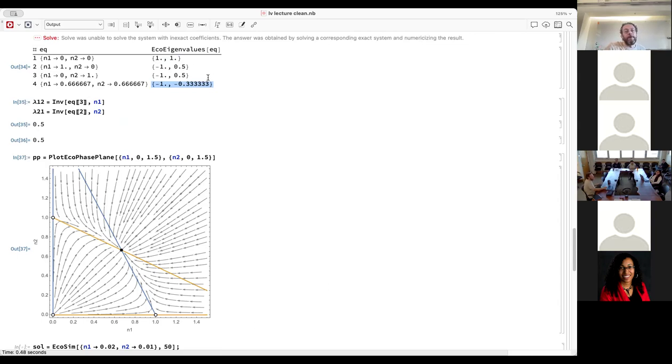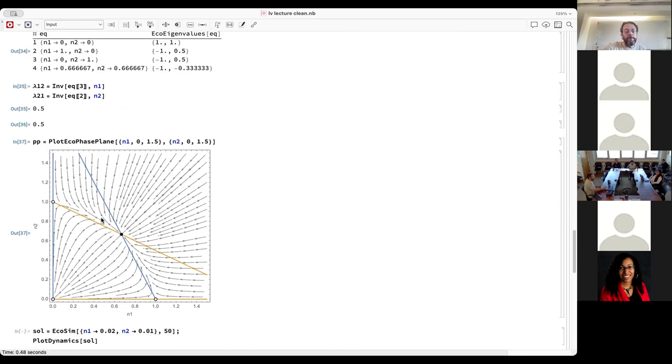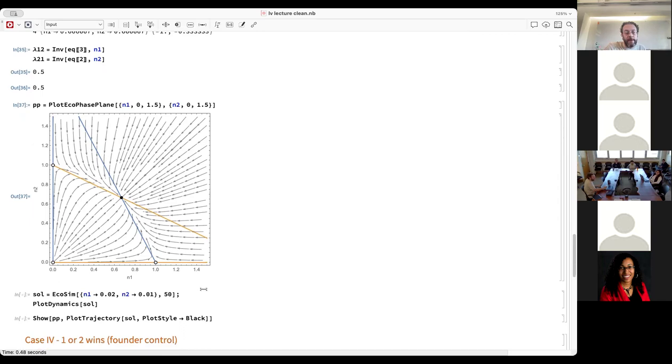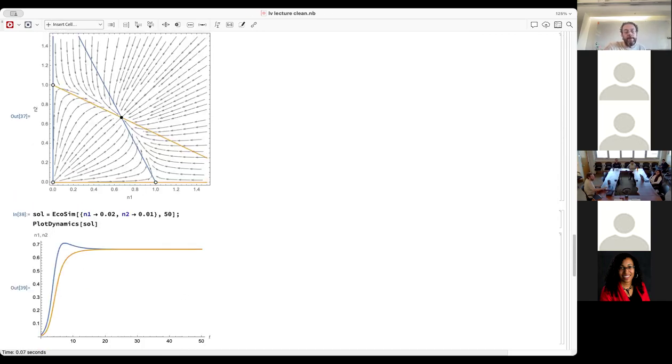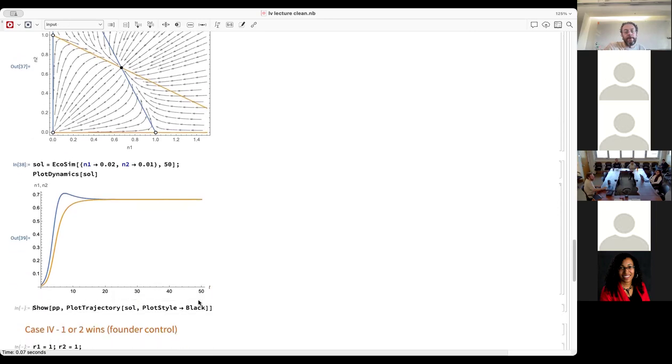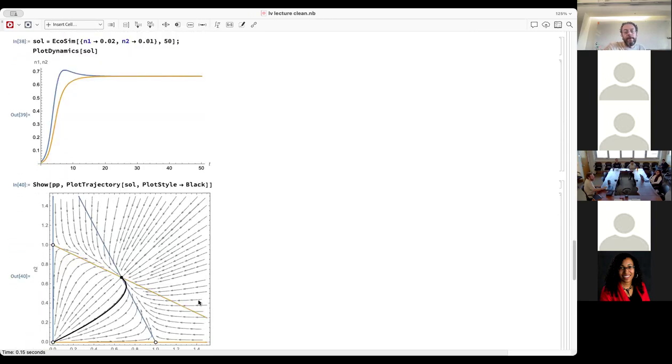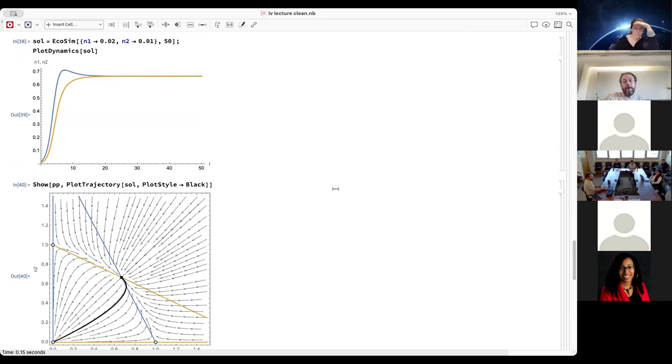So this is kind of doing the local stability analysis numerically now. This is doing the invasion analysis. We see these are both positive, so each species can invade the monoculture of the other. Phase plane puts it all together. And if we were to simulate it, then we see that the two species go up and coexist and end up at the coexistence point. Yeah, Sarah?